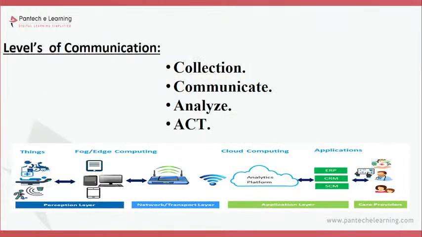Okay, so what are the levels of communication? Like collection, communicate, analyze, and act. So these are the different layers in IoT, like the perception layer, network or transport layer, and application layer. Things, fog computing, cloud computing, and these are the applications like ERP, CRM, SCM. These are the different applications and the computing techniques in IoT.